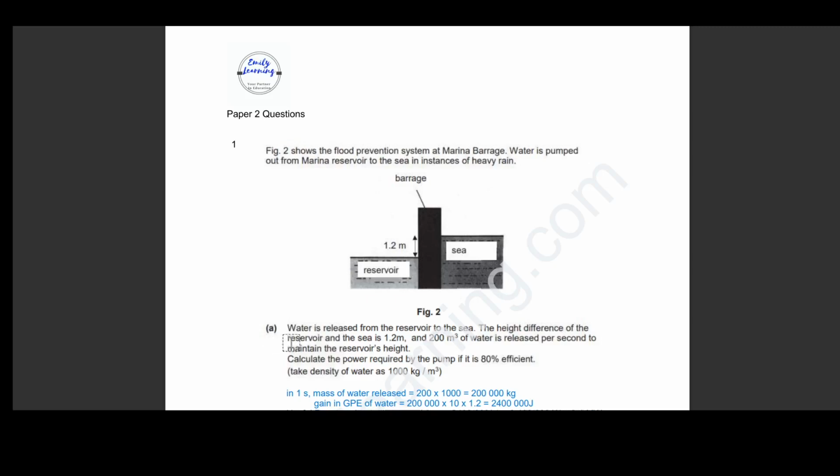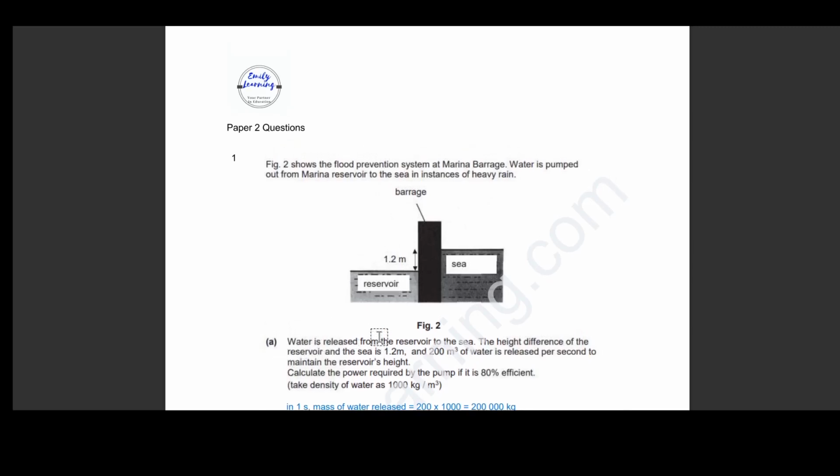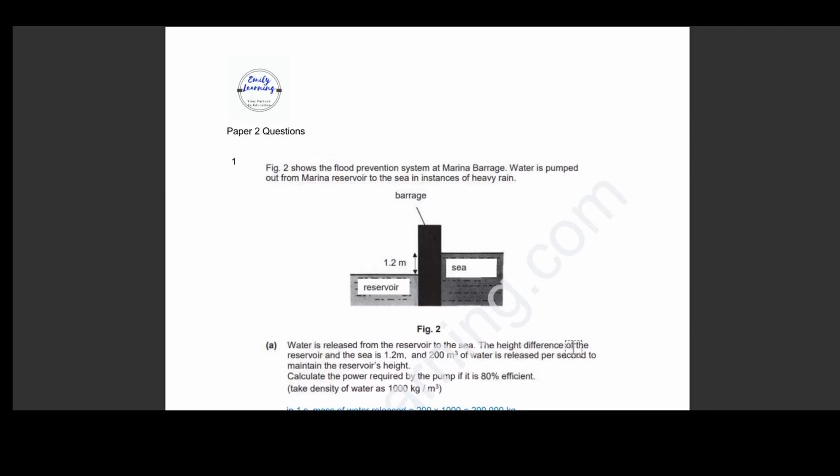The height difference of the reservoir and the sea is 1.2 meter, and 200 meter cube of water is released per second to maintain the reservoir's height. Calculate the power required by the pump if it's 80% efficient. So what we know is they take water and pump it out. And in order to pump it out to maintain the sea level, this water from the reservoir needs to be pumped up by a height of 1.2 meters.